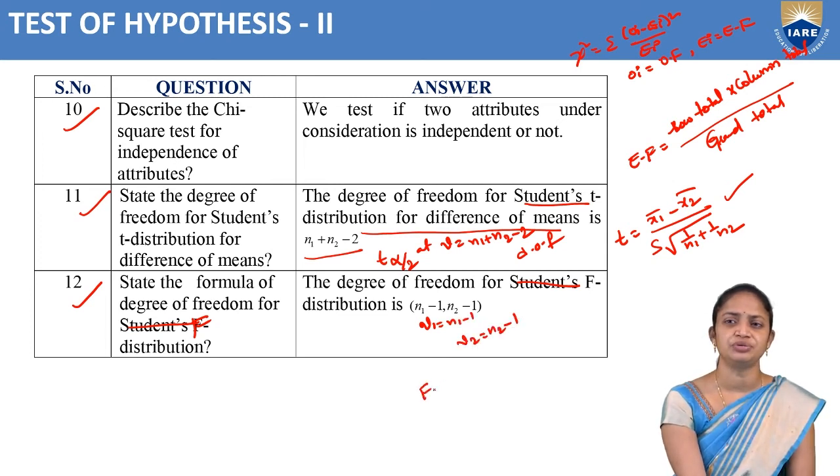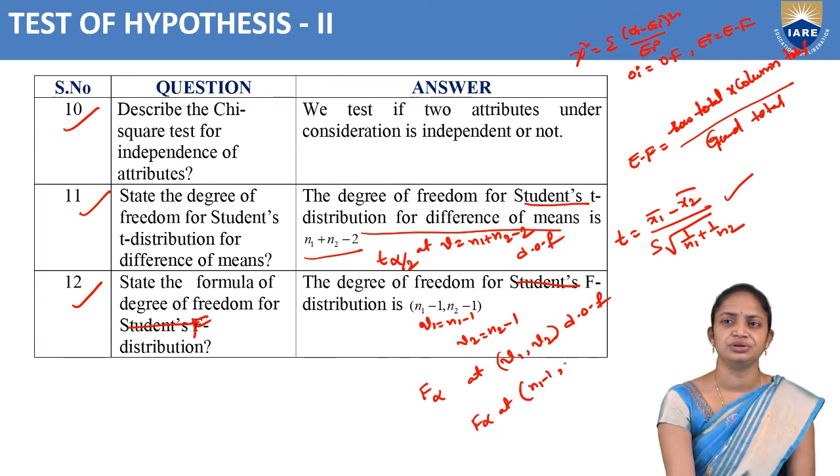Or we take the degrees of freedom as F alpha at nu1 comma nu2 degrees of freedom. That means nu1 is n1 minus 1 and nu2 is n2 minus 1 degrees of freedom.